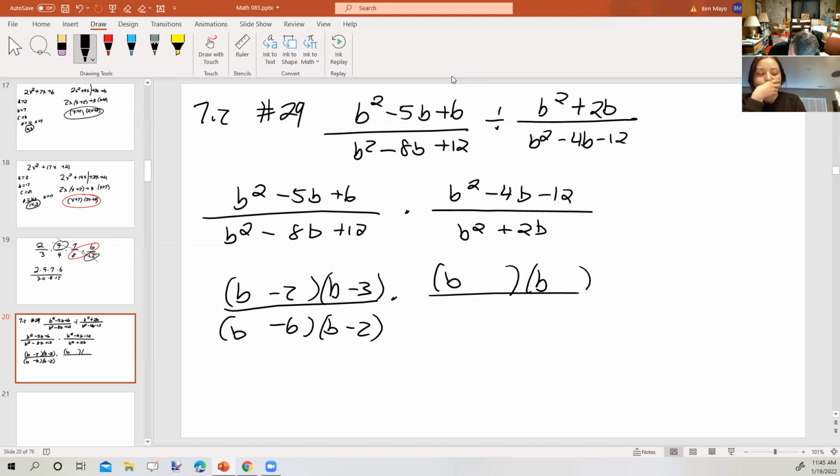B. Product is -12. Sum is -4: -6 and +2. And b squared minus 2b, take out a b and we have b plus 2. Okay, so that's a 6 and that's a b.